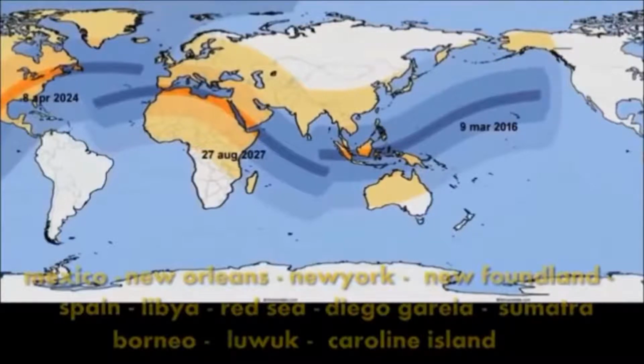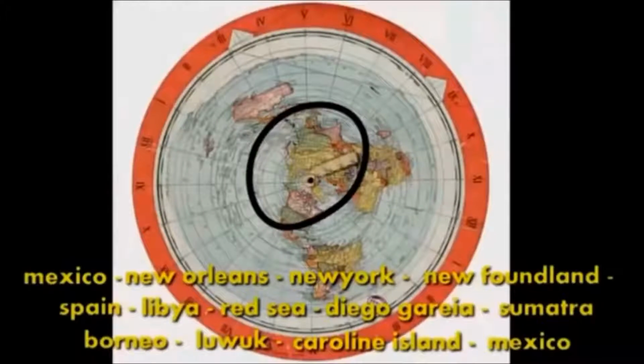You see the cities: Mexico, New Orleans, New York, Newfoundland, Spain, Libya, Red Sea, Diego Garcia, Sumatra, Borneo, Luwuk, Caroline Islands. Let's throw all these cities on the Gleason's map. That's what we have. Okay, same cities, same places, and we see that the path of the sun and the moon is a circle. Okay, and they circle over the flat Earth.